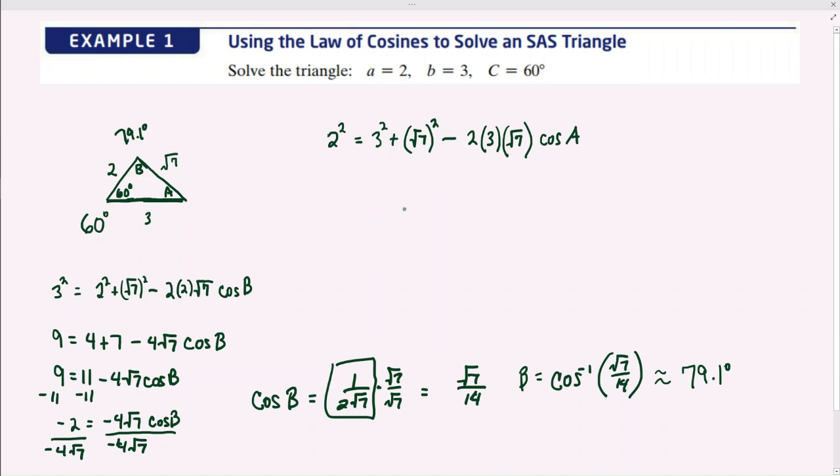But we don't have to really do all that work because we already have 2 of the interior angles, so we could also find it by taking 180 and subtracting the 60 degrees they gave us and subtracting the 79.1 degrees that we found. And we should get a result there of about 40.9 degrees. It's a little easier than building this out and solving for an inverse cosine. Okay, so the final angle is 40.9 degrees.